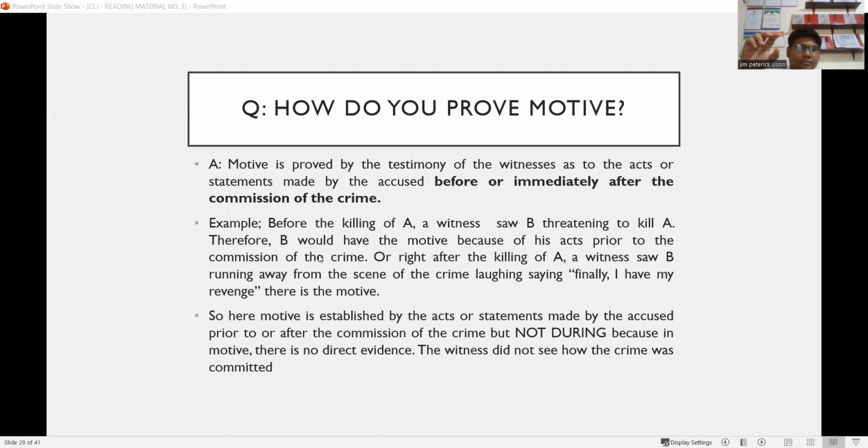Again, testimony of the witnesses as to the acts or statements, meaning gisulti sa accused, or criminal acts nga gibuhat sa accused like threatening to kill. So before or immediately after the commission. So that's how you prove motive. So here, motive is established by the acts or statements made by the accused prior to or after the commission of the crime, but not during. Because in motive, there is no direct evidence. Okay? So the witness did not see how the crime is committed. So that's why before or immediately after, not during.